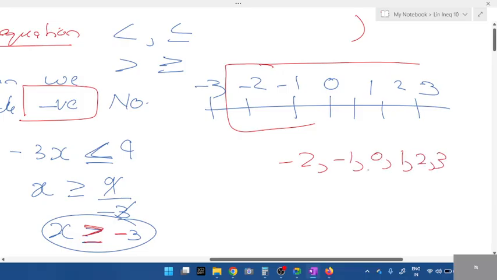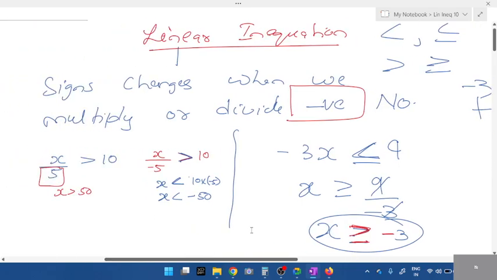But here, is equal to is also given. Is equal to is also given, right? So what should I consider? Even minus 3. Fine. This is how you plot a number line. We'll get back to that later. For now, did you understand the meaning of this?